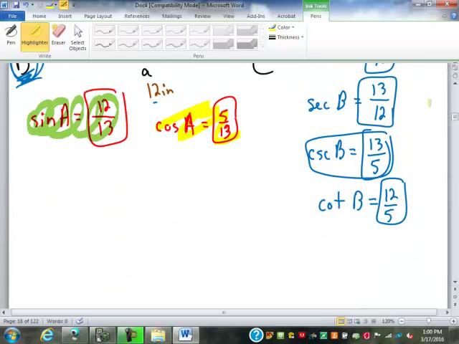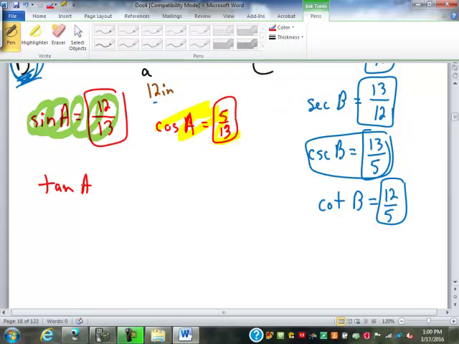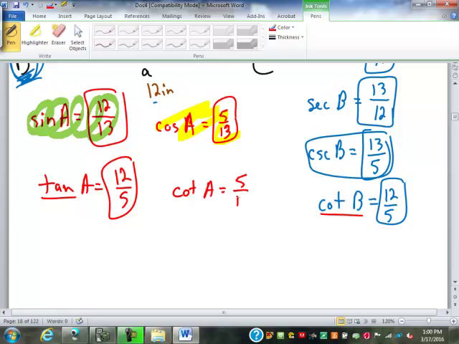Now, without even looking at the triangle, you should be able to tell me the tangent of angle A is 12 over 5. How do I know that? The tangent of A will equal the cotangent of B, because they're cofunctions. The tangent of one equals the cotangent of the other. Cotangent of A would be 5 over 12, same as the tangent of B. Secant of A, same as the cosecant of B, 13 over 5. Now you could use the sides of the triangles to find these too, but I'm just trying to prove a point: once you know the functions for one, you know the functions for the other because they're just the cofunctions.